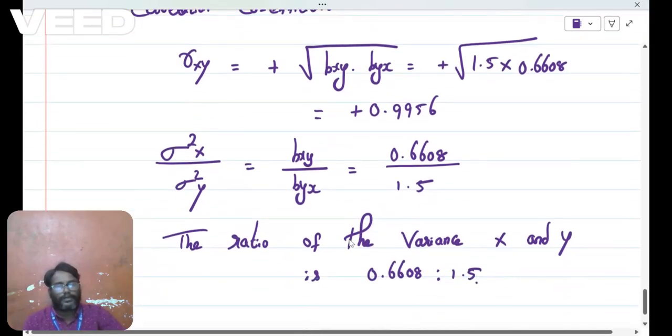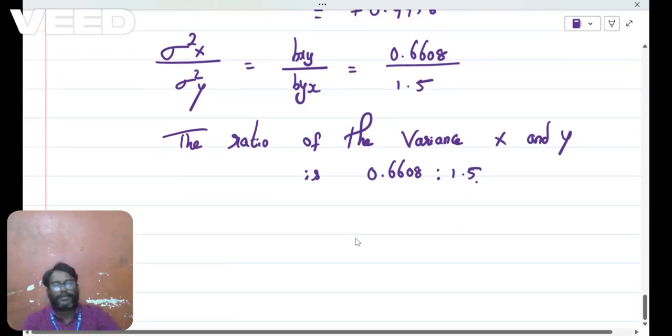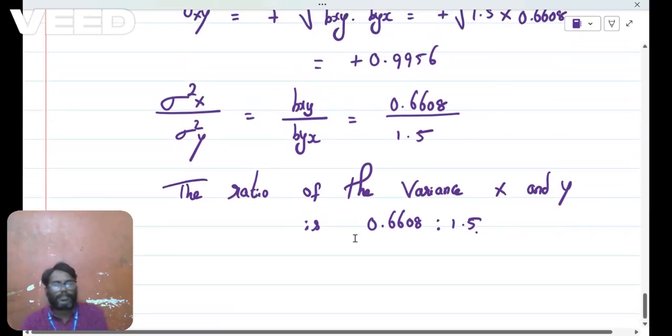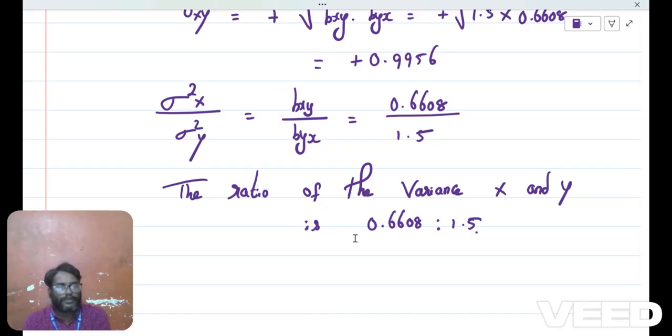Similarly, we can compute the ratio of the variance, that is sigma square x divided by sigma square y, which is equal to b of xy divided by b of yx. So which is equal to 0.6608 divided by 1.5. That is, the ratio of the variance of x and y is 0.6608 is to 1.5. Clear? Thank you.